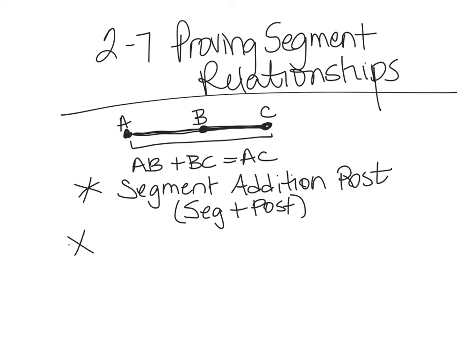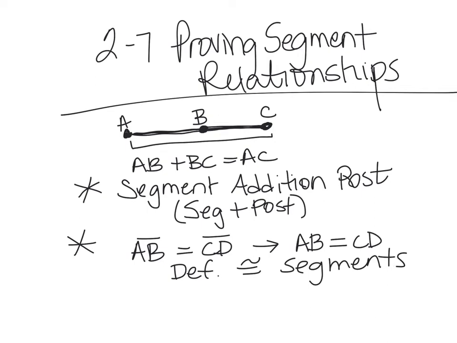We also know that if you have two segments that are congruent, so if segment AB is congruent to segment CD, we know that the length of segment AB equals the length of segment CD. And this is called the segment congruence definition, or the definition of congruent segments.